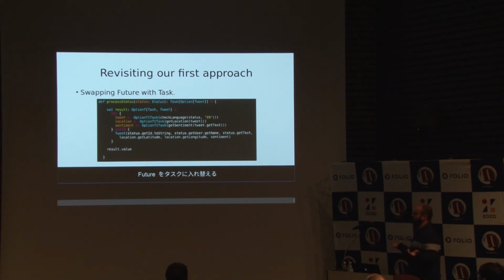This is the same code, right? We just swap Future with Task. Instead of returning a Future of Option, we return a Task of Option. We wrap our calls into Task, and maybe we can do some magic here to make it work for both Task and Future, and whatever we want to throw at it. And that is true, we can do that. That's called abstraction over monads.